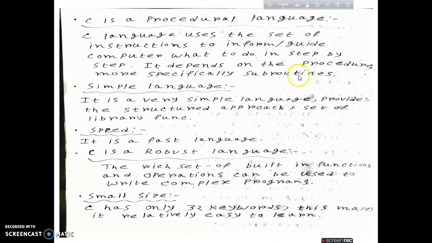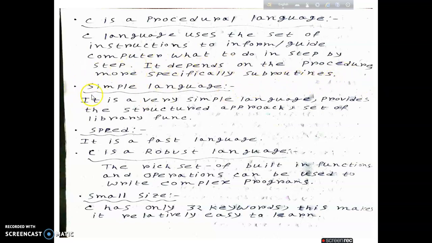It depends on the procedure, more specifically on subroutines. There is an algorithm we are discussing, and as our course moves forward, I will discuss the details of how the steps work. But for now, keep in mind that C is a procedural language because it gives instructions as a set of instructions to the computer, telling it what to do in the next step. It follows subroutines.